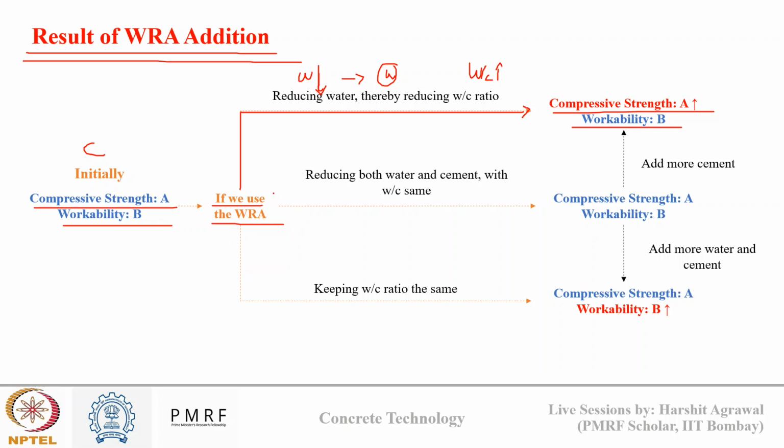Now, if by addition of water reducing admixture I am reducing both cement and water, what I am doing is keeping the w by c ratio the same.